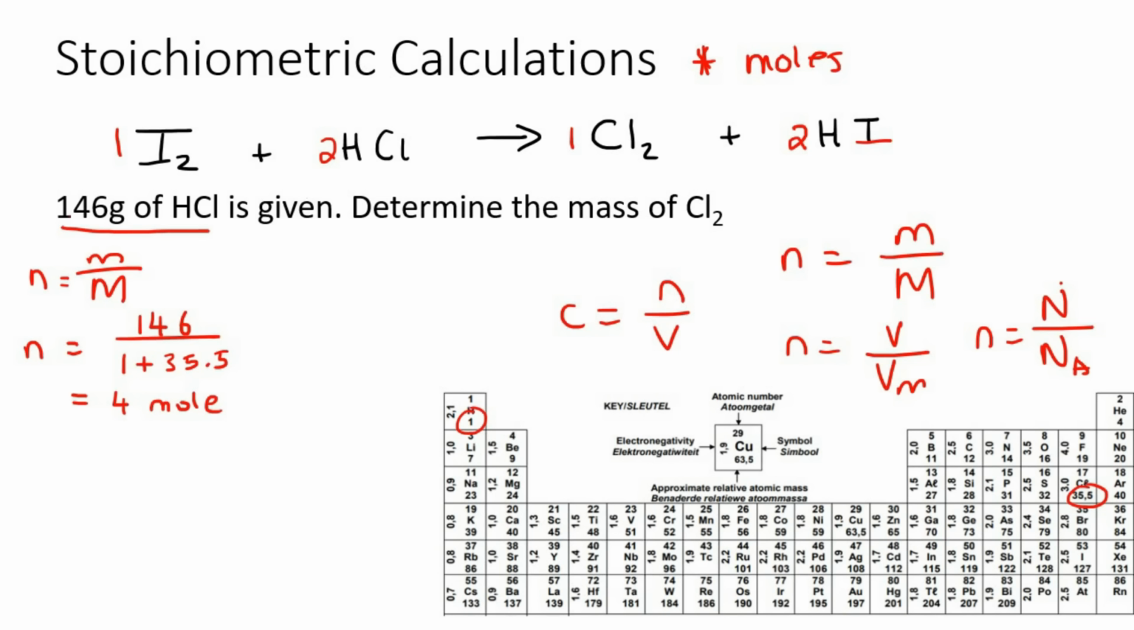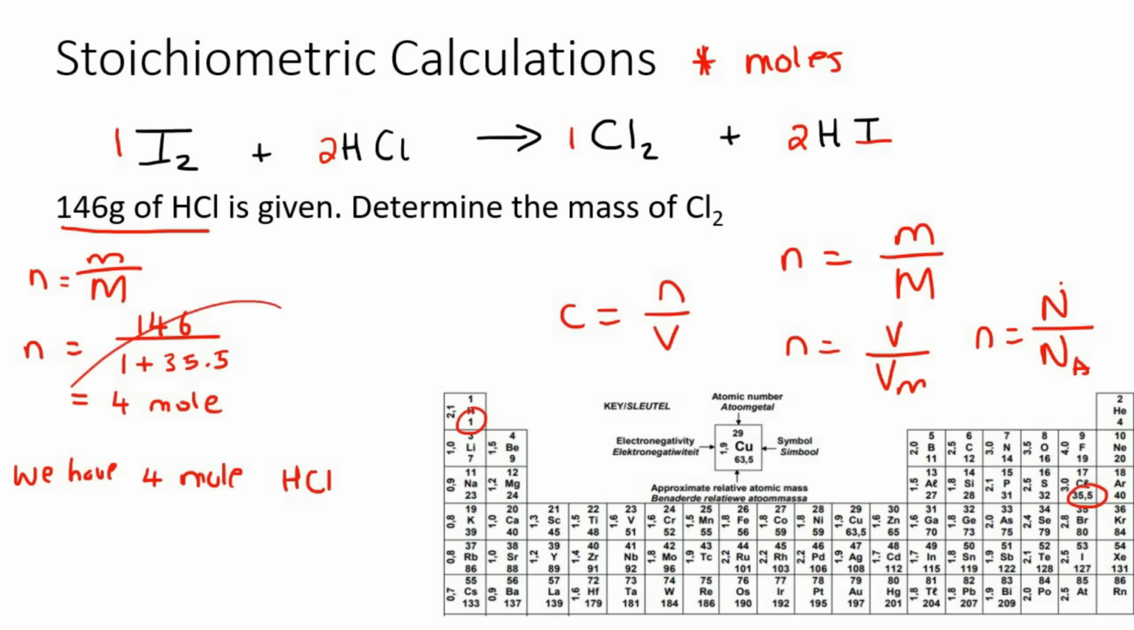So that means we have 4 mole of HCl. But Kevin, what is the 2 in the front? Doesn't the 2 mean we have 2 moles? No, not at all. These numbers in the front are just ratio numbers, okay? They have nothing to do with how many moles we have. Okay, so there we've got the moles of one of them.